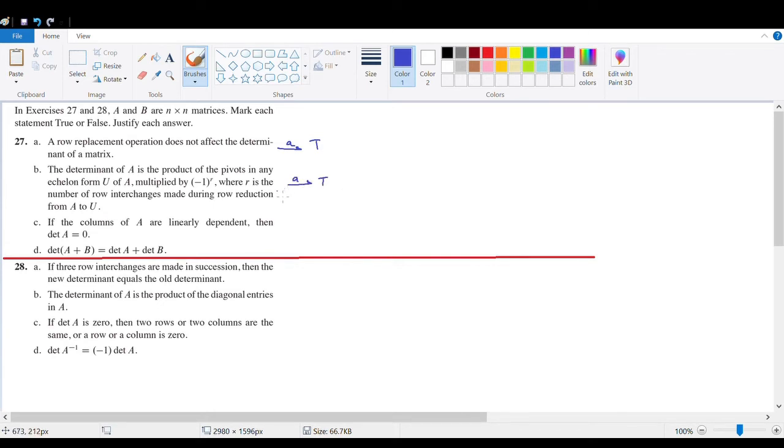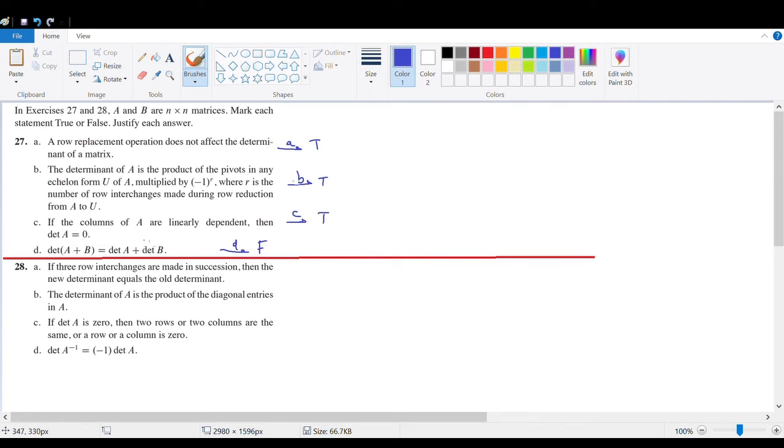Then C, if the columns of A are linearly dependent, then the determinant of A is equal to 0, true, because if the columns are linearly dependent, that means A is not invertible and the determinant is equal to 0. This one is C, true. Then D, the determinant of A plus B is equal to the determinant of A plus the determinant of B. We said this one is false.